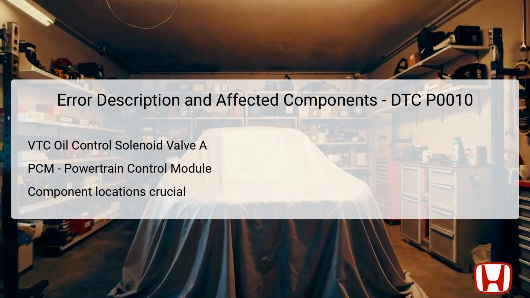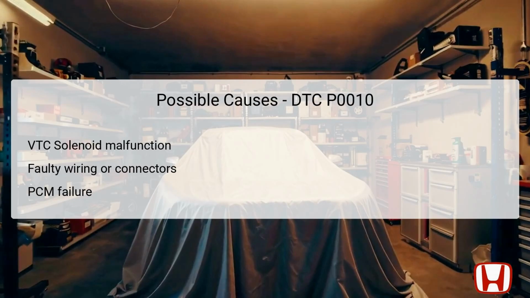During diagnostics, components directly associated with VTC should be located and tested, including the VTC Oil Control Solenoid Valve A and the PCM itself, as they may significantly impact engine functionality. Several potential causes can lead to the activation of DTC P0010. One primary cause is a malfunctioning Variable Valve Timing Control Oil Control Solenoid Valve A.